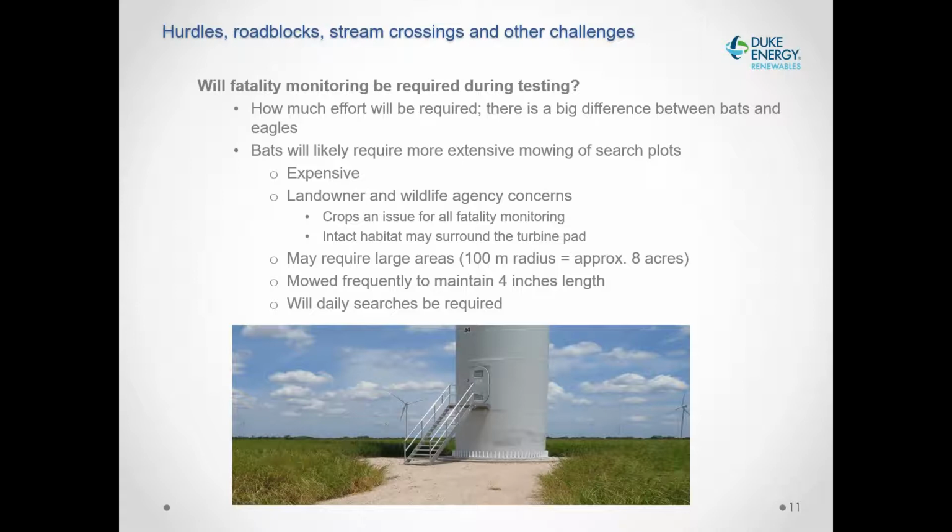And another thing is, will daily searches be required? For eagles, you can go out and search monthly, at least in the areas I'm familiar with, and there's a very high likelihood that the eagle will still be there. However, for bats, it's probably going to disappear relatively quickly, usually within about 7 to 14 days. You need to get out much more frequently to do your searches.